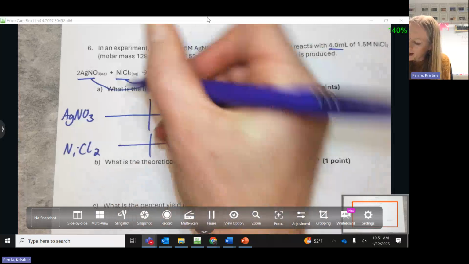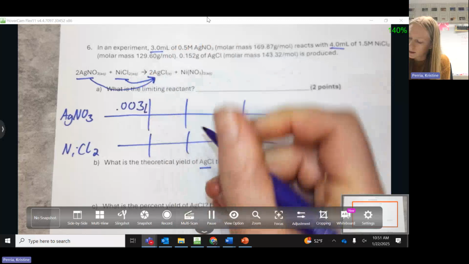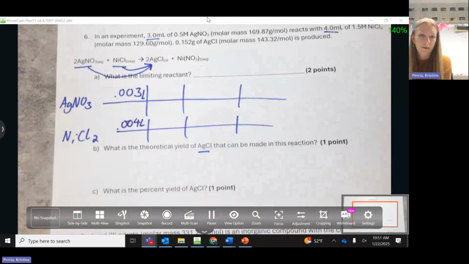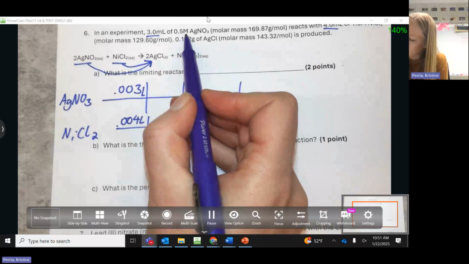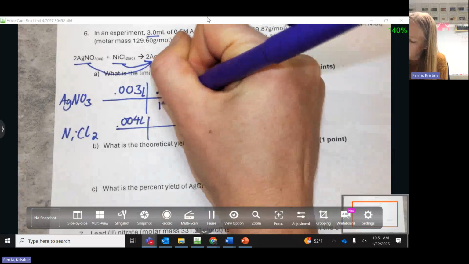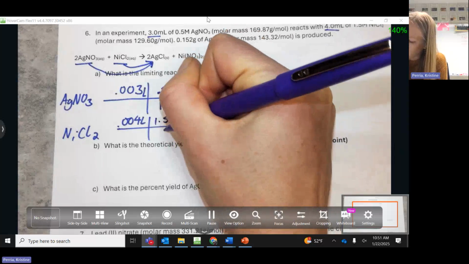So for my AgNO₃, I have 3 milliliters, which is 0.003 liters. Okay. And this one I have 4, so 0.004 liters. Okay. And then I'm going to use my molarity. So this is 0.5 molar. So I'm going to put 0.5 moles per 1 liter. And this one is 1.5 molar. So it'll be 1.5 moles per 1 liter.